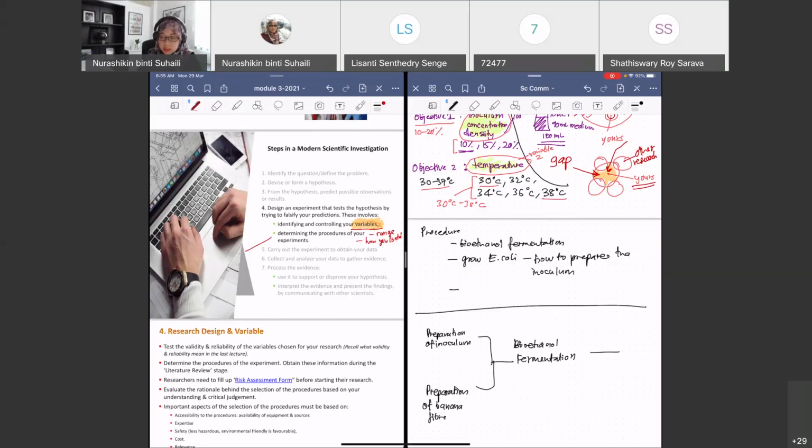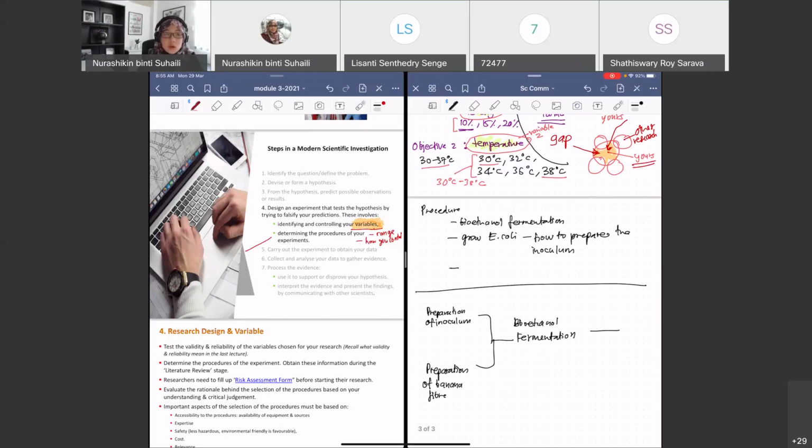When you do the bioethanol fermentation, you have to monitor the growth, like the cell growth. You also have to monitor the substrate consumption. And also the most important thing, the bioethanol production. So this is the thing that you have to prepare, the flow of your work.